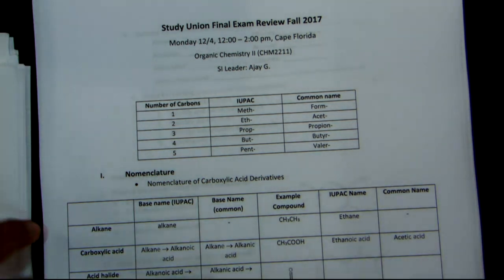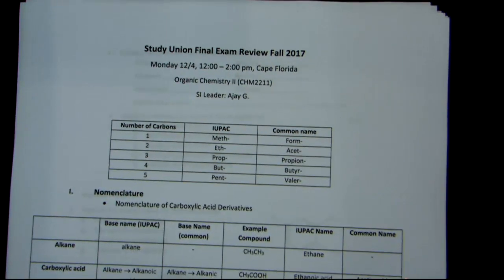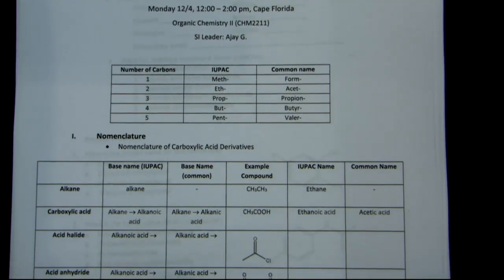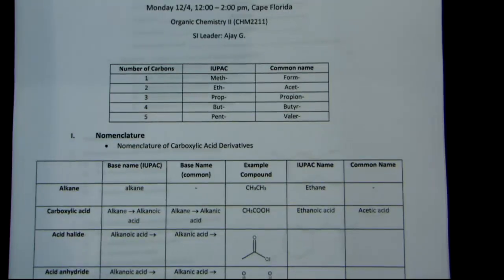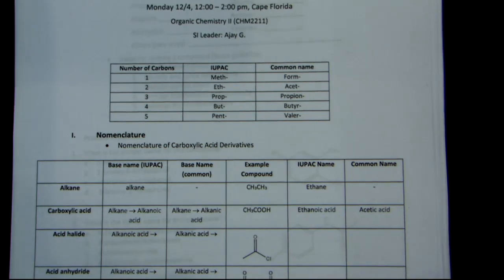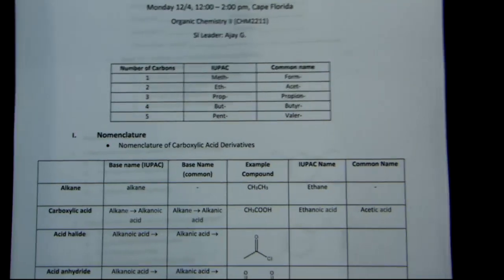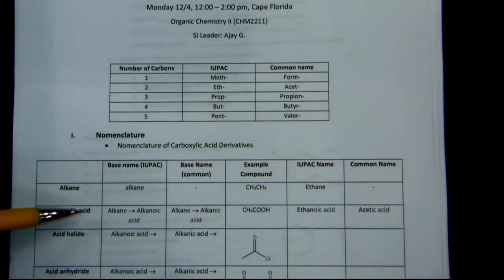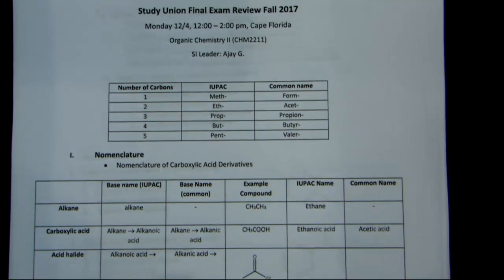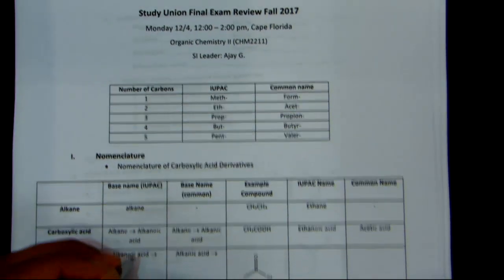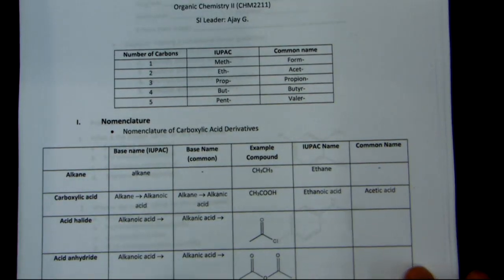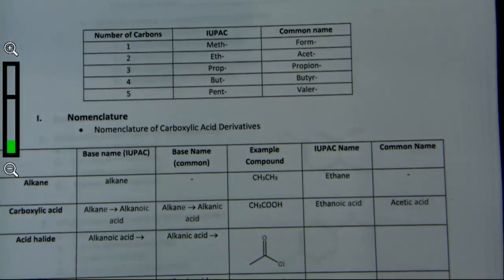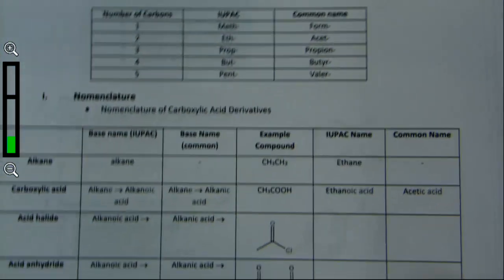Okay, so we're going to go right into naming, which is everybody's favorite. Right here, I made a little chart, which I actually stole, so I didn't really make it. It breaks down the base name and the common names, IUPAC names, things like that. So for alkanoic acid, here's an example. It was supposed to be a different color, but I can't afford colored printing. So that's just how it is.